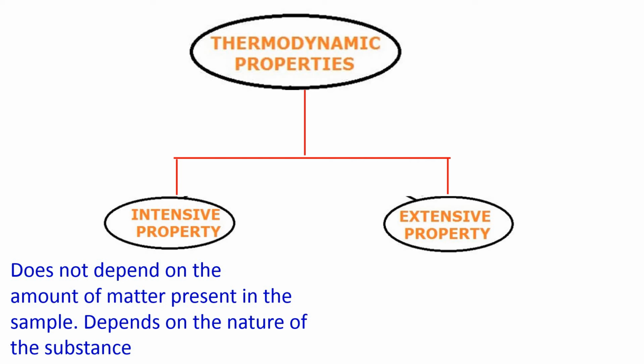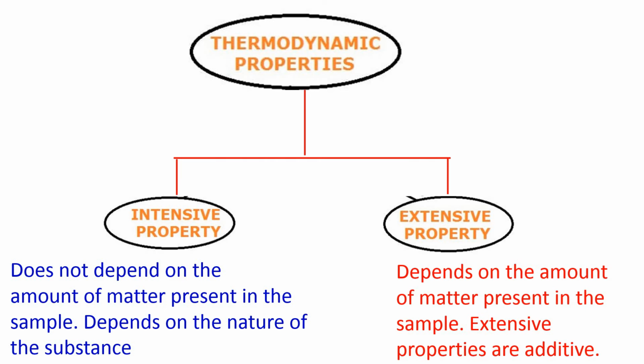Second one, extensive property. Extensive property is just the opposite of intensive property. That means extensive properties depend on the amount of the matter or substance present in the sample. And one more thing, extensive properties are additive. I'll explain this in the next slide.